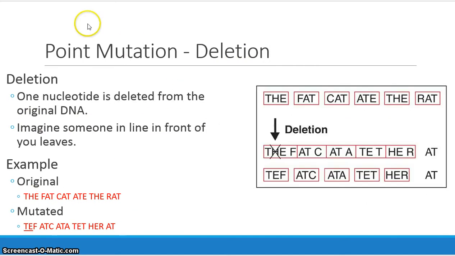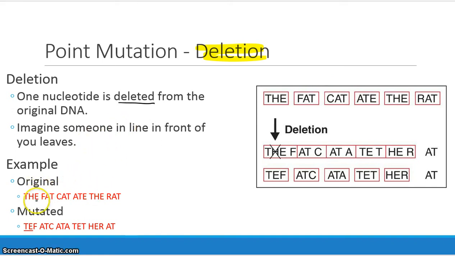Very similar to that, another type of point mutation is called a deletion. So just like it sounds, now we've taken one nucleotide and we have deleted it from the original DNA. So once again, imagine yourself in the lunch line, and now somebody in front of you just hauls off and leaves. That's a good change for you, bad change for DNA.